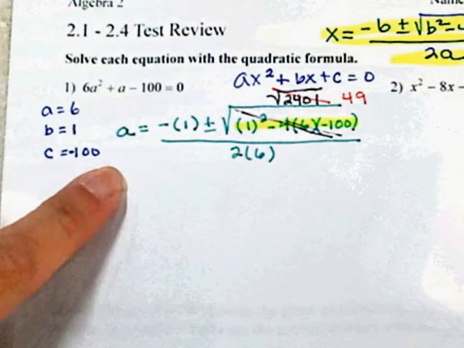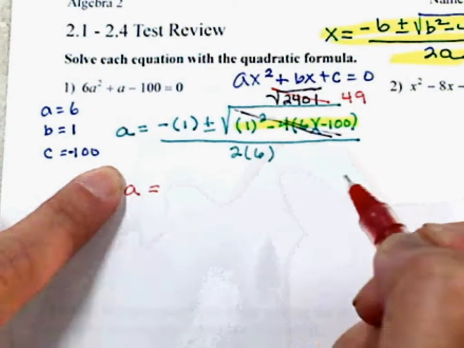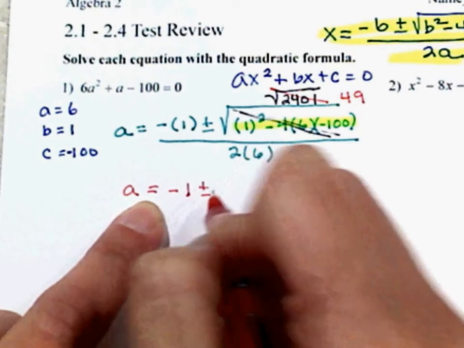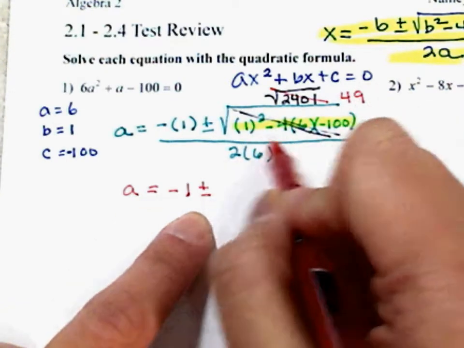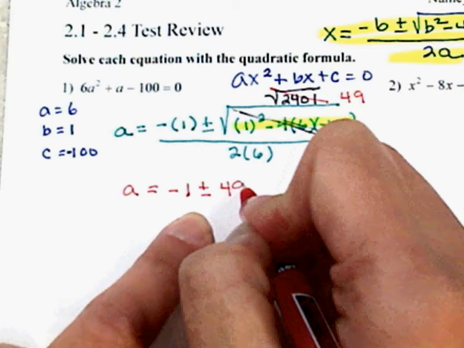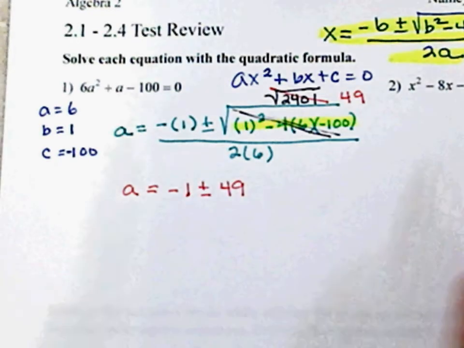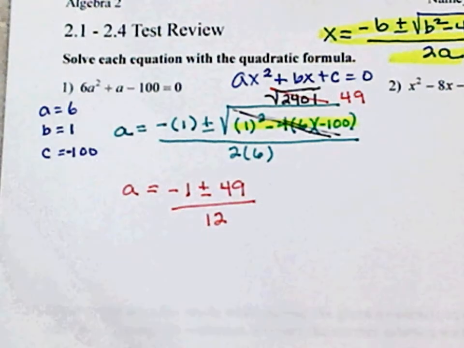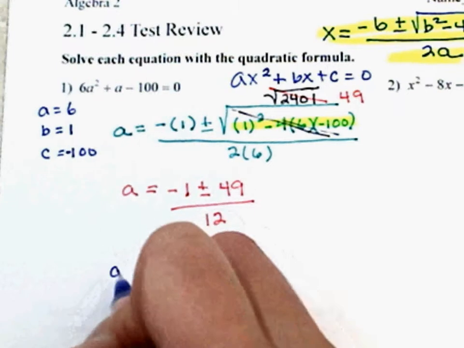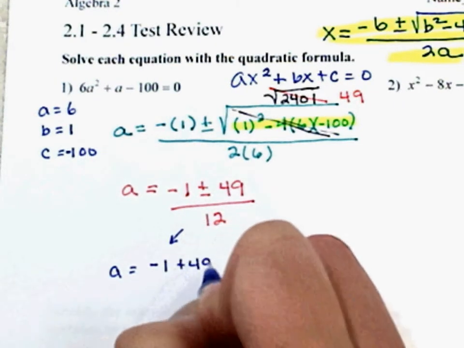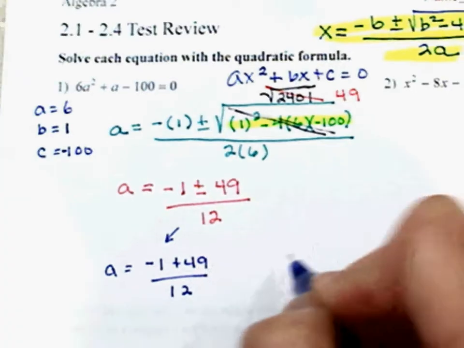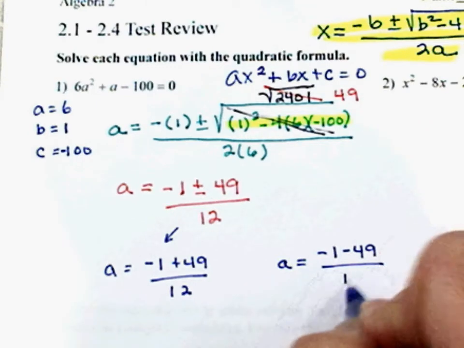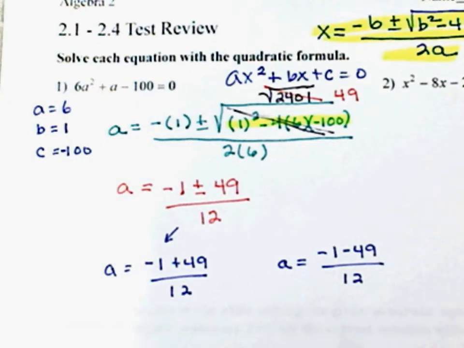Now I am going to rewrite it. A equals negative times 1 is negative 1 plus or minus. Notice instead of writing all these numbers here, I can have it as 49 because I made it small. Divided by 2 times 6 is 12. Okay? Now I'm going to separate the two. A is equal to negative 1 plus 49 divided by 12. My other solution is A equals negative 1 minus 49 divided by 12. And I can do all of this on my calculator.